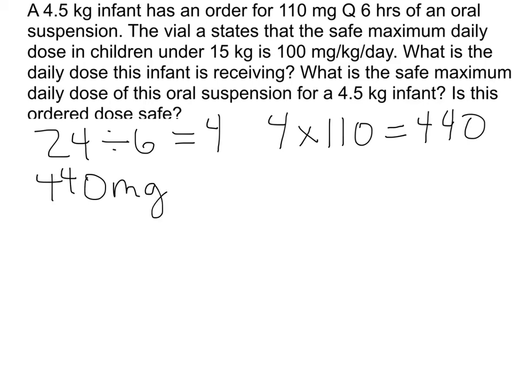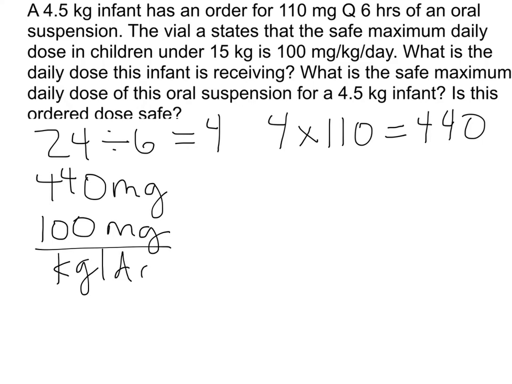The next question asks, what is the safe maximum daily dose of this oral suspension for a 4.5 kilogram infant? The previous question asked us for a range. This actually is going to be easier because it's just asking for the maximum. So we don't have to do it twice for a lower and upper limit, we just have to do it once. 100 milligrams per kilogram per day.